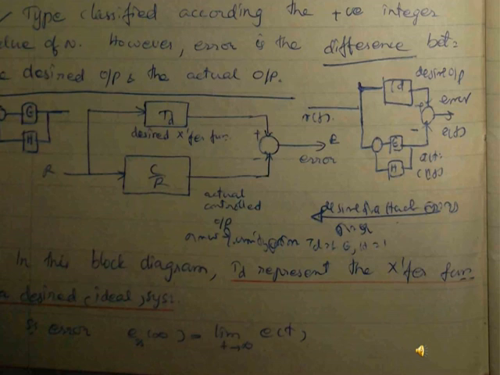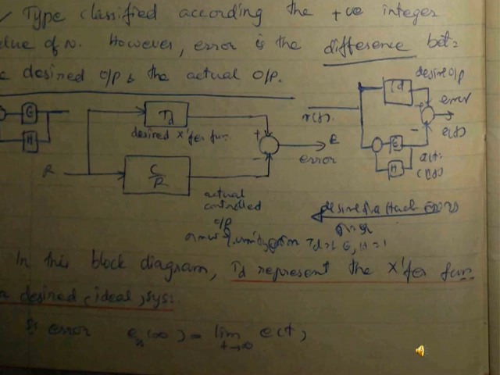So in this system, we can see that the control system input is R and the output is C. C by R is the transfer function, and T_D is the desired transfer function. So T_D is the desired transfer function, and C by R is the actual control system output. Those outputs are compared, and at the summation point the difference will be the output error.